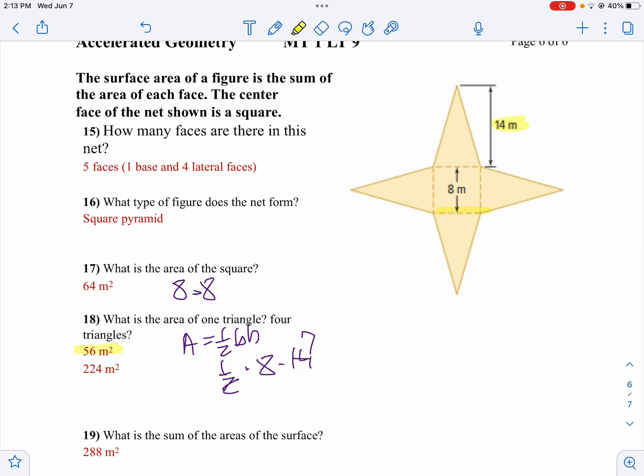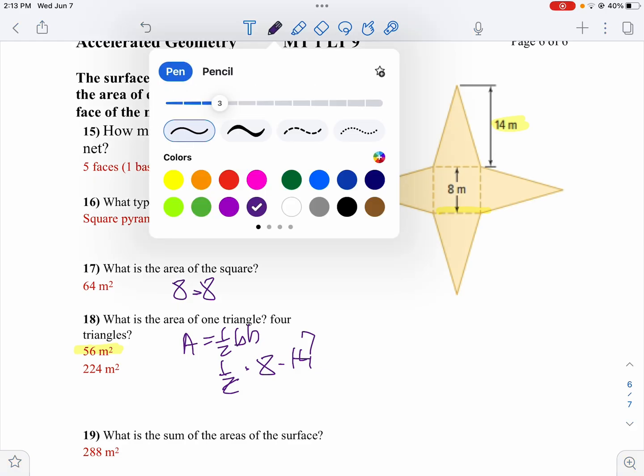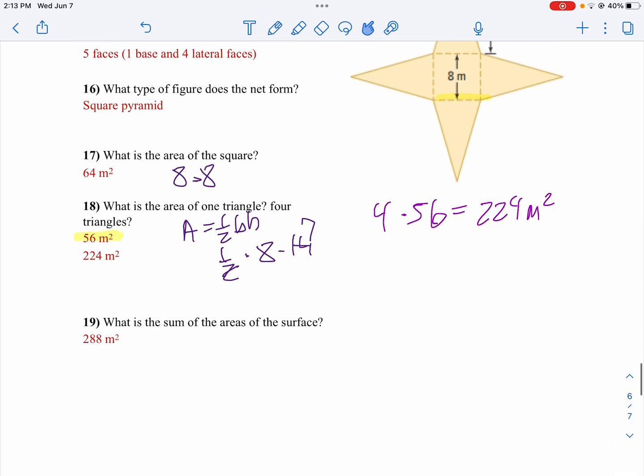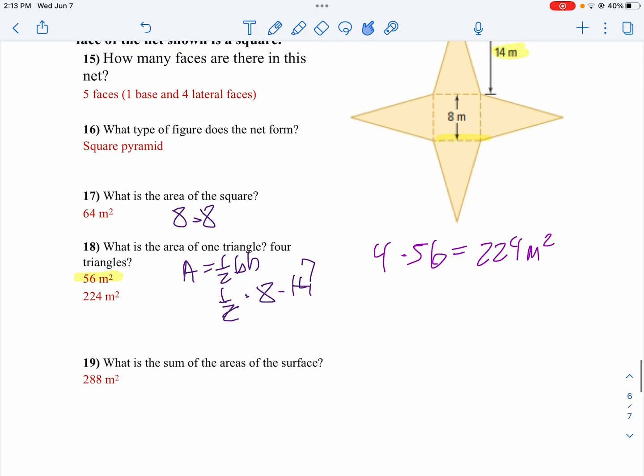And since there are 4 triangles, to find the lateral area, I'm going to take 4 times 56. And that gives me 224 square meters. And then to find the sum of the areas, I'm just going to take my lateral area, which is 224, and add my base area, which is 64, and that will give me 288 square meters. Don't forget your units on there.